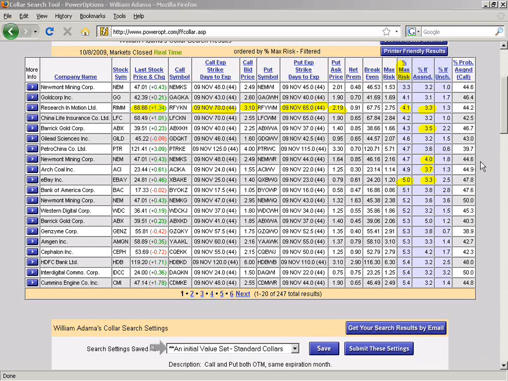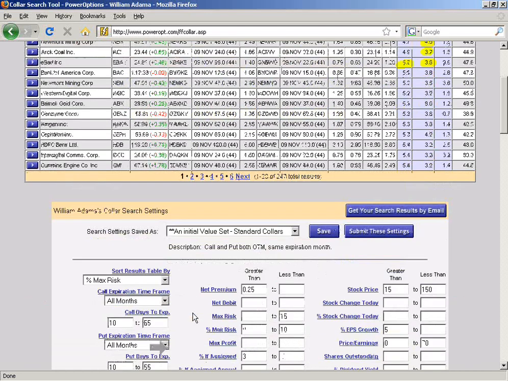Probably later on this month, we're going to have a series of presentations on that as well. But I prefer to use the collar spreads when I'm hoping to get assigned but still have a limited risk. All right. Now, let's take a look at the parameters below.